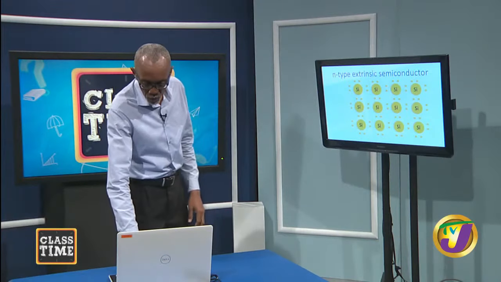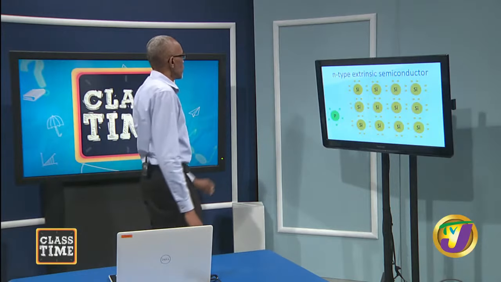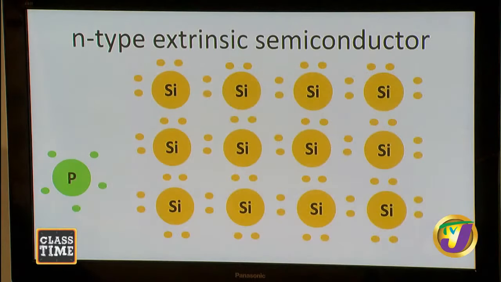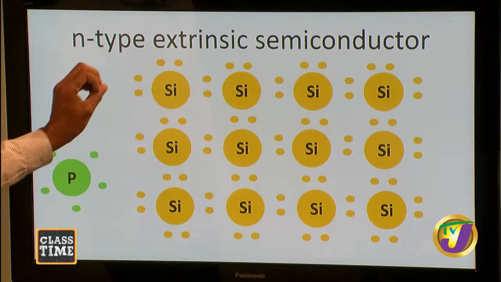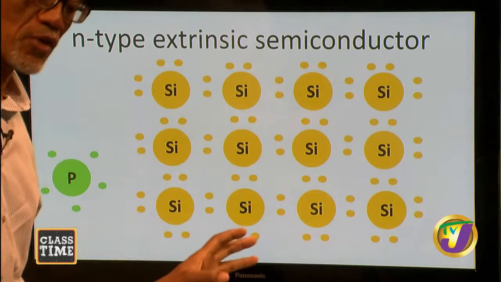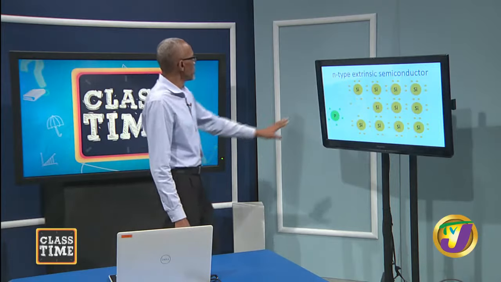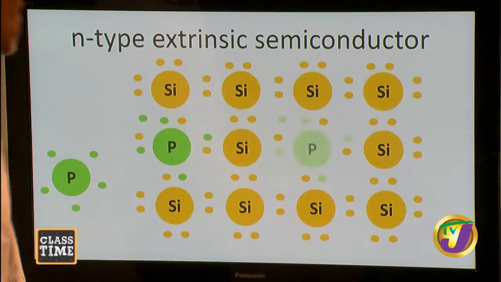Now, if we were to take, say, phosphorus, phosphorus is a group 5 element. Phosphorus will have 5 valence electrons. And if we were to take that phosphorus and we were to replace a silicon atom with that phosphorus atom, then this is what will happen. So we're going to replace this silicon with the phosphorus.